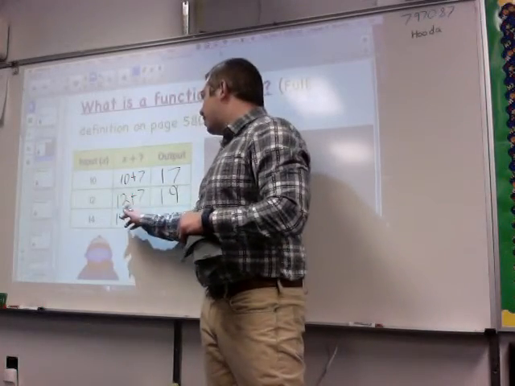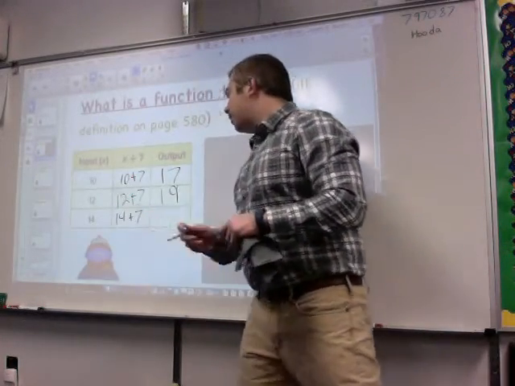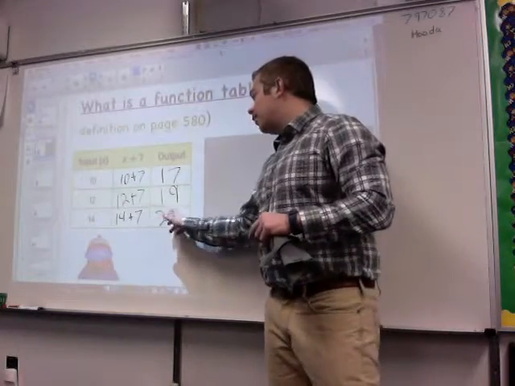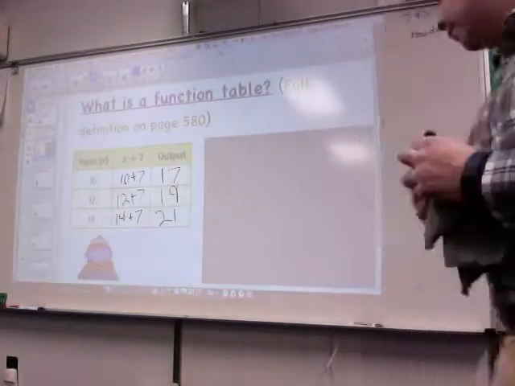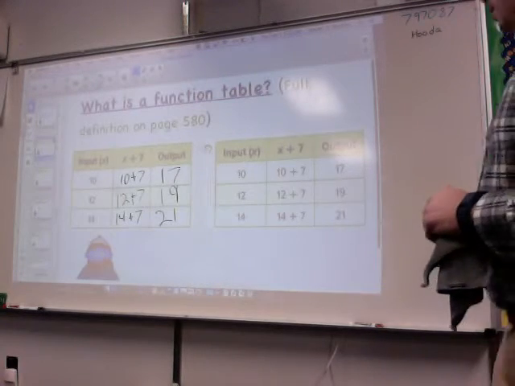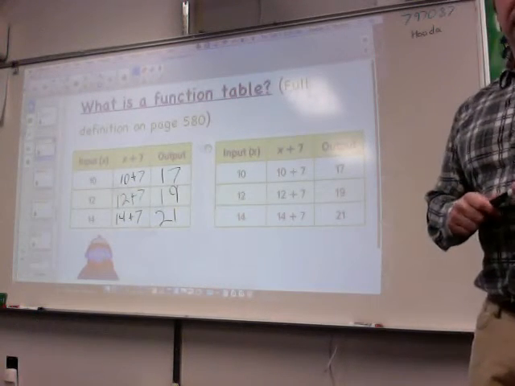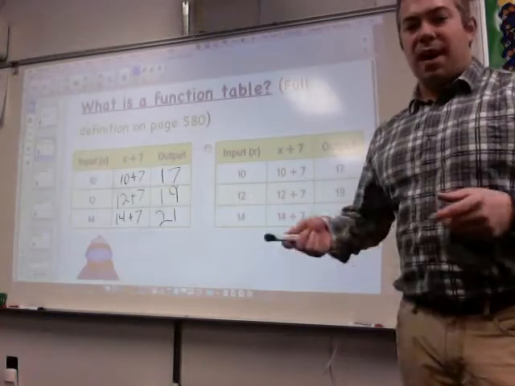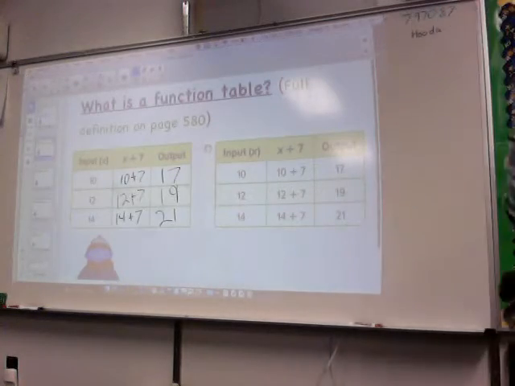And my last input for x is 14. So I'm doing a little pattern here. 14 plus 7 will equal 21. Let's just check below or to the right and see if that's correct. It is 17, 19, and 21. Okay, so we're just plugging numbers in and seeing what our output will be.